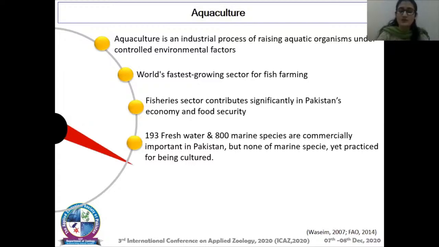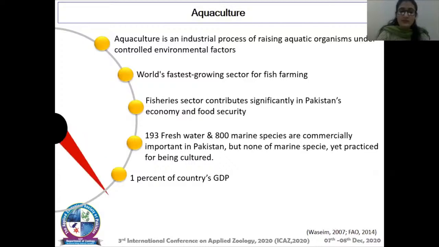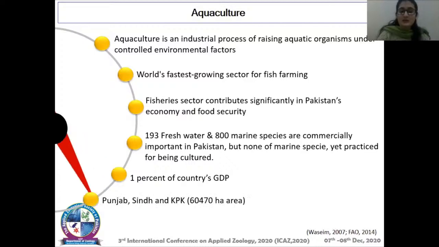Only the freshwater species are cultured in Pakistan. It contributes about 1% of the country's GDP. Punjab, Sindh, and KPK are the provinces in which aquaculture is practiced, and 60,470 hectares of area is utilized for the cultivation of aquaculture.